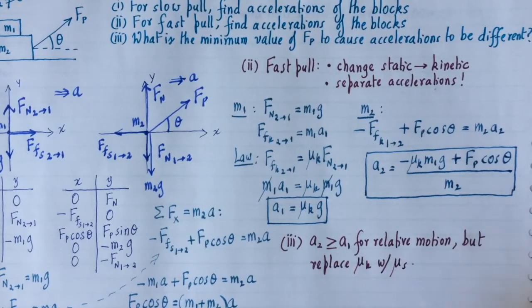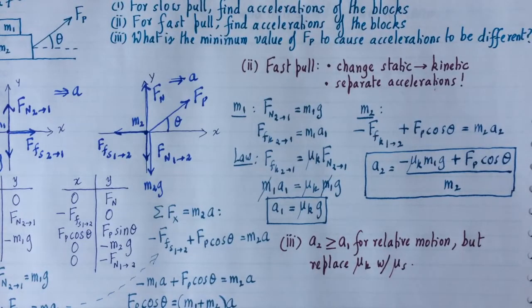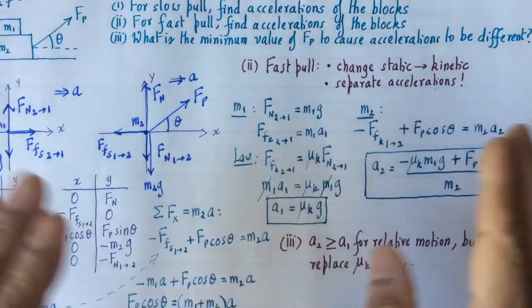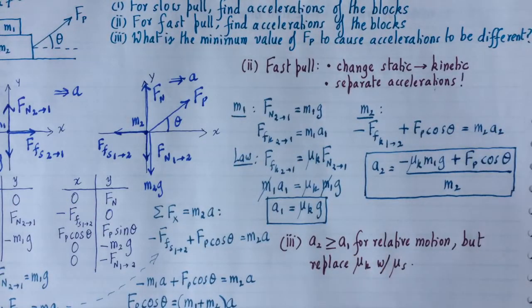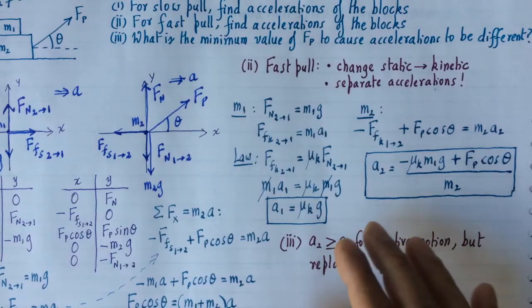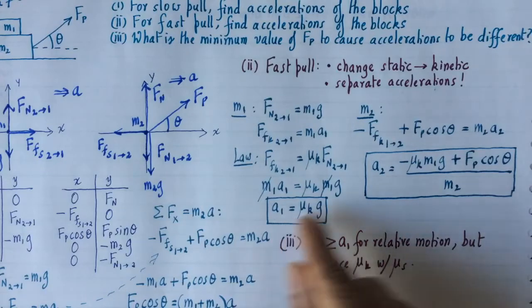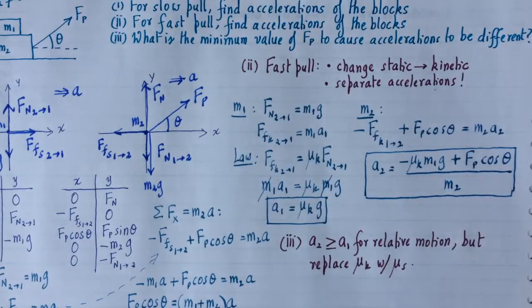So this is fairly subtle stuff. Since we have not started moving, the accelerations are the same initially, and then at some critical value they become different. So at that critical value we get by putting mu k equals mu s, and after they separate, you can go back and put mu k for both of them.